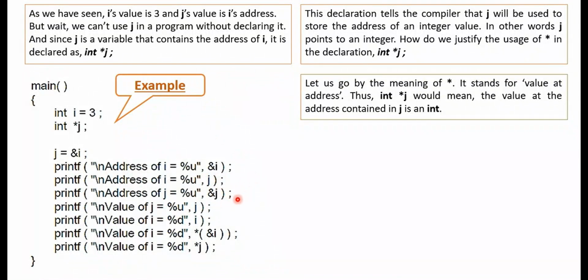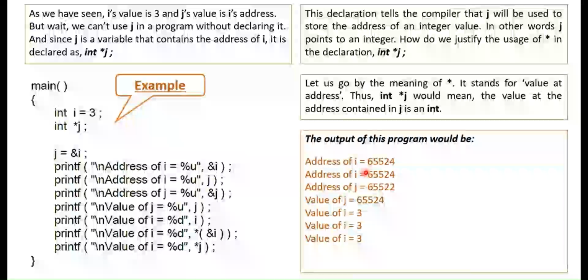Similarly, we have printed the value of j, the value of i, and we have printed the value of i using the value-at-address notation, and the parameter is given as j or &i, which is one and the same thing. So if you see the output, the address of i will be 65524, okay, that is &i. j is also equal to the same thing because it is equal to &i, and &j is the address where j is stored, okay. Now again the value of j, value of i, so all of them are printed.